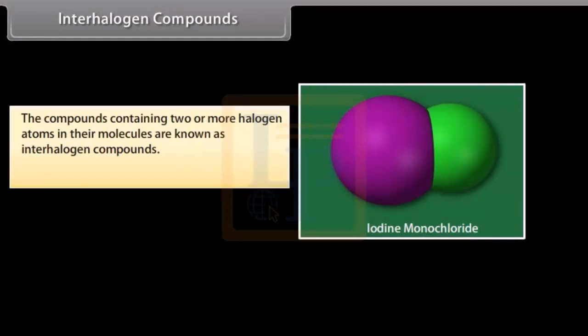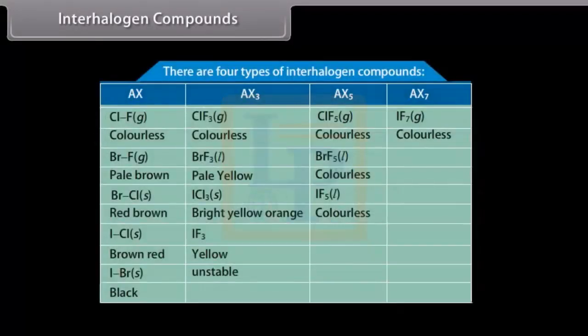Interhalogen compounds. The compounds containing 2 or more halogen atoms in their molecules are known as interhalogen compounds. Their general formula is AXn, where A is the less electronegative halogen, X is the more electronegative halogen, and n is its number. The oxidation state of halogen A may be +1, +3, +5 and +7. Therefore, there are 4 types of interhalogen compounds: AX, AX3, AX5 and AX7.